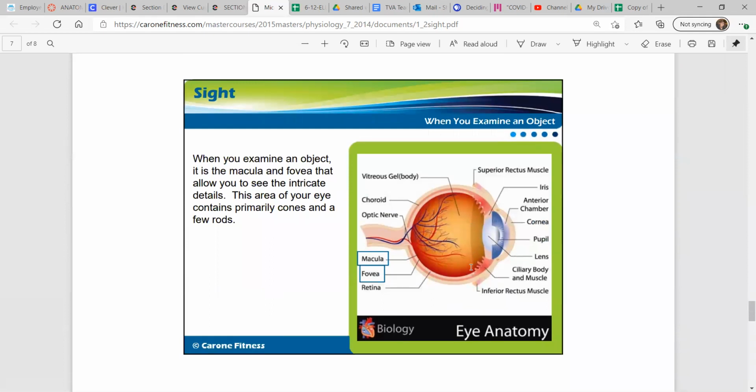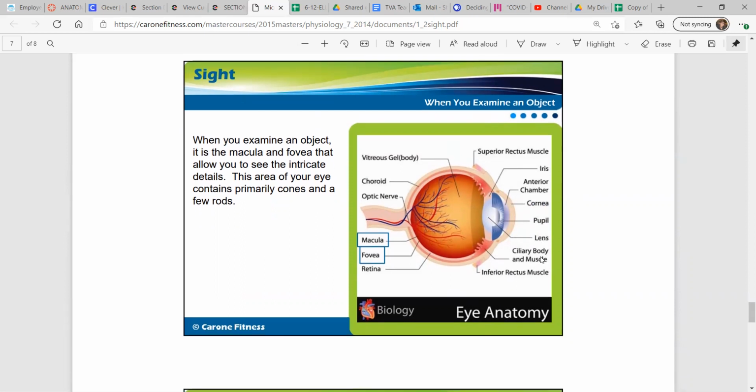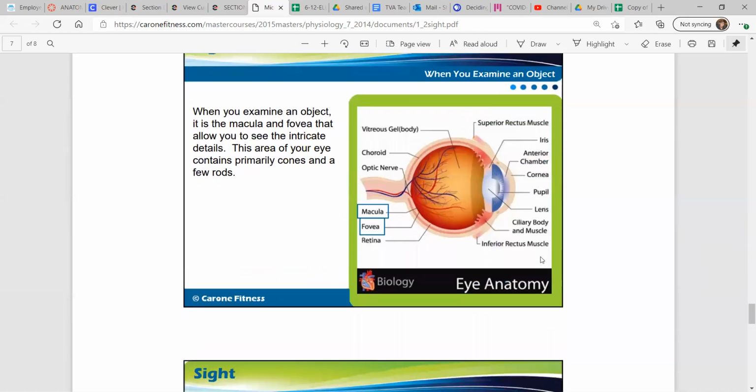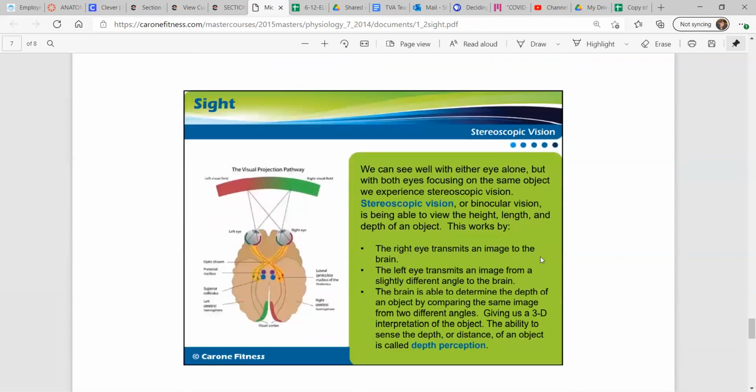When you examine an object, it is the macula and the fovea that allow you to see the intricate details. This area of your eye contains primarily cones and a few rods. We can see well with either one eye open or both eyes open. And if one eye is focusing on an object or if both eyes are focusing on the same object, we experience stereoscopic vision.